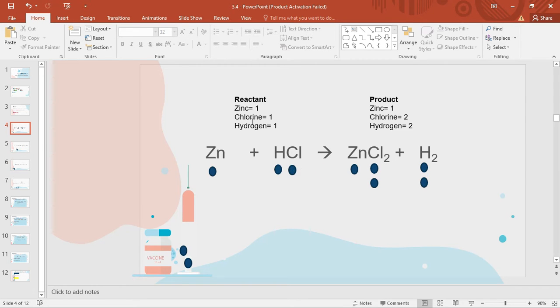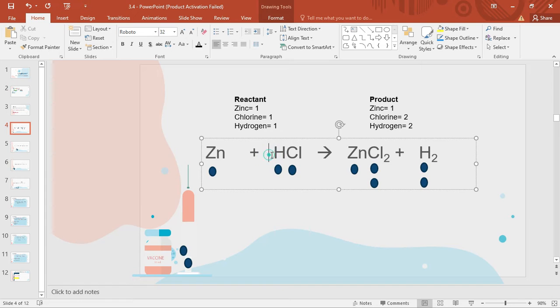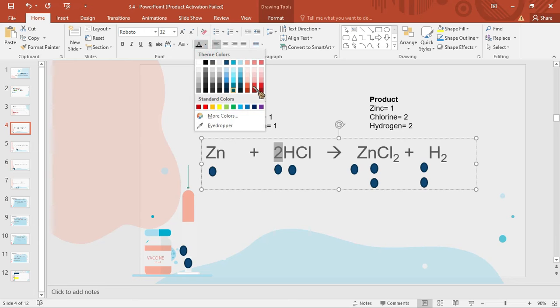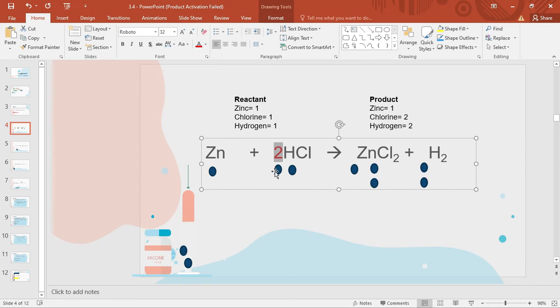So at the reactant we got one chlorine. At the product we got 2 chlorine. So we need to balance. So we try putting 2 here. Okay, 2. So now look again. Now we see the number of atoms back.